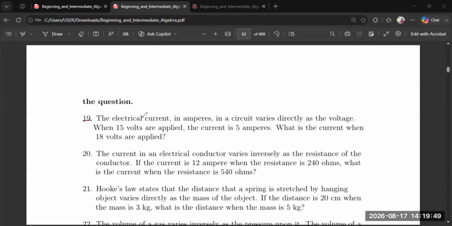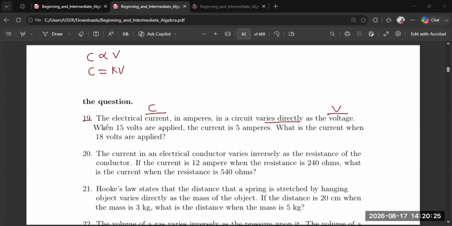Question 19 says that the electrical current in amperes in a circuit varies directly as the voltage. So the current varies directly as the voltage. If I let C be the current and let V be the voltage, that is interpreted as C is directly proportional to, or directly varies as, the voltage. And remember what we did: you remove the variation symbol and introduce a constant of variation. That's going to be C is equal to KV. You see now the K is a constant, right?